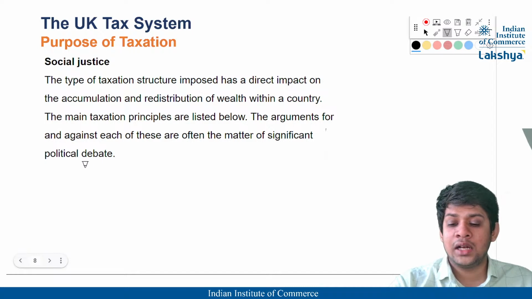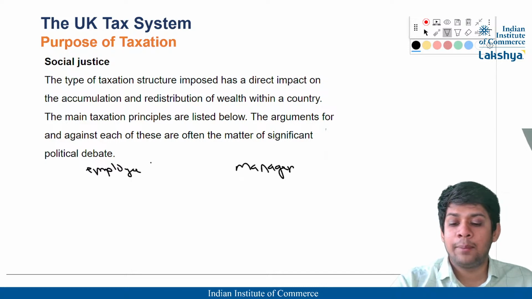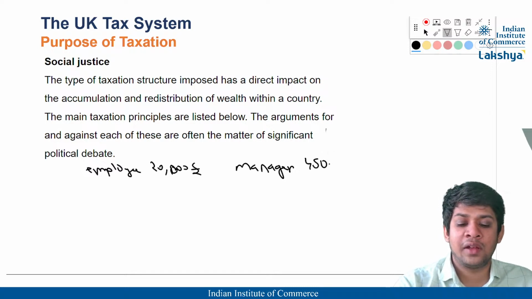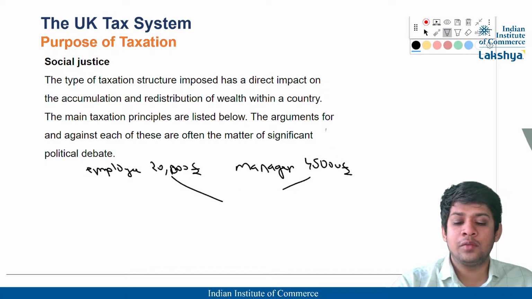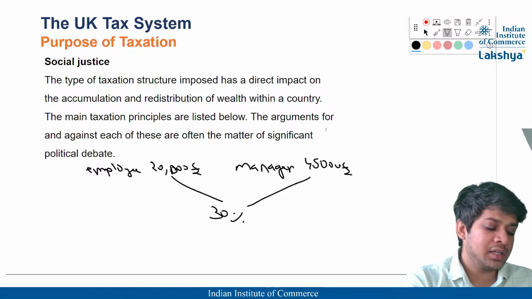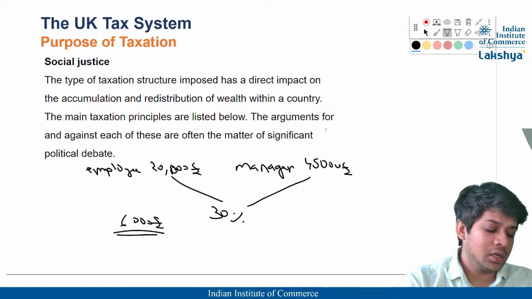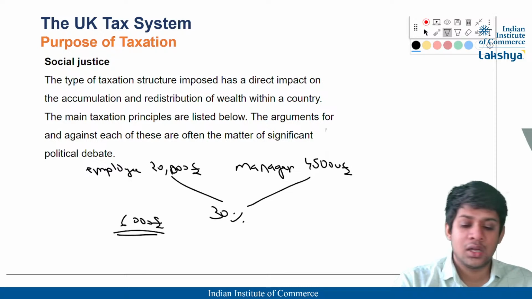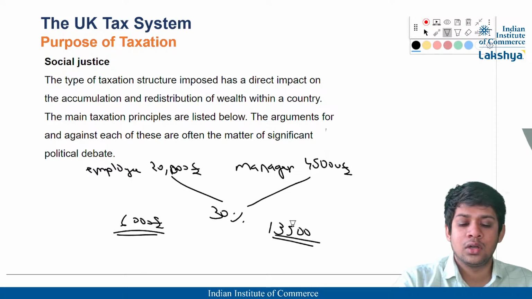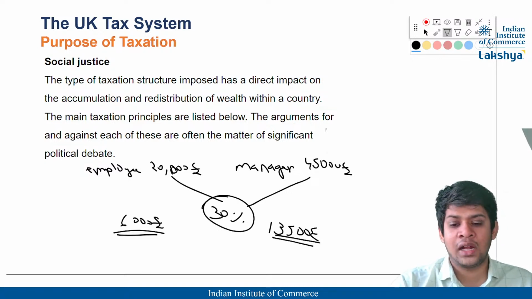Maybe there is an individual, there is an employee, and there is a manager. Okay. The employee is earning 20,000 pounds. The manager is earning 45,000 pounds. For both of them, the same rate of tax is charged, that is 30%. So 20,000 into 30%, the employee is paying 6,000 pounds, and the manager is paying 45,000 into 30%, that is 13,500 pounds. Okay. So that means the tax is proportional. It is just 30% irrespective of your level of income, right?